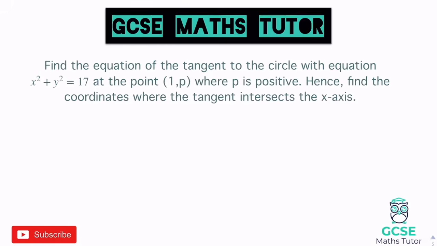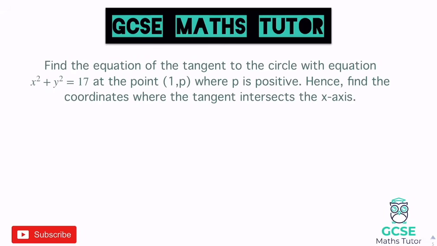Okay, so find the equation of the tangent to the circle with equation x squared plus y squared equals 17 at the point (1, p), where p is positive. Hence find the coordinates where the tangent intersects the x-axis. So there's 2 extra steps here. We've not got the coordinate where it intersects, and it's also asking us to find where it intersects the x-axis.